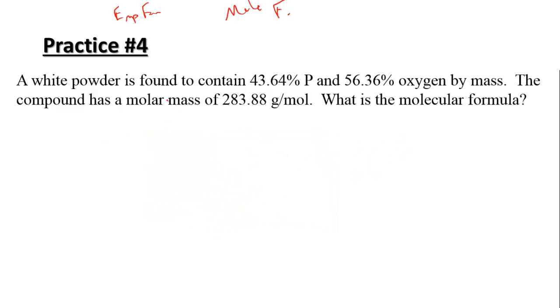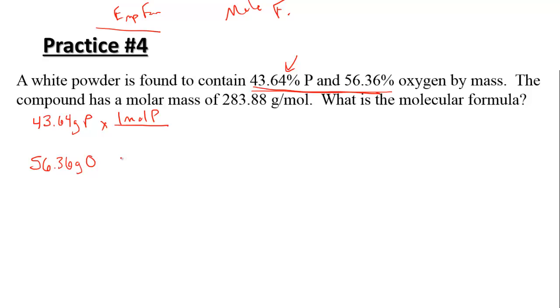Alright, so the first job is to find the empirical formula using this percent composition data right here. So let's start off by doing 43.64 grams of phosphorus, because remember we're going to assume we have 100 grams, which means that percent is the gram amount in 100 grams. And then therefore we have 56.36 grams of oxygen. So then we want to convert these things into moles. So it's 1 mole of P, and use the molar mass off the periodic table.